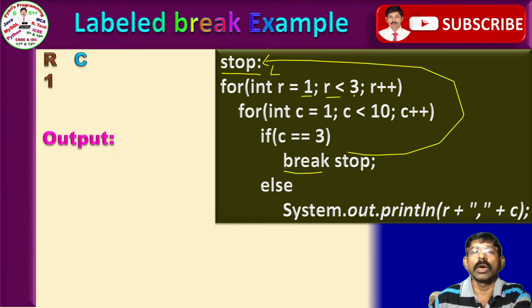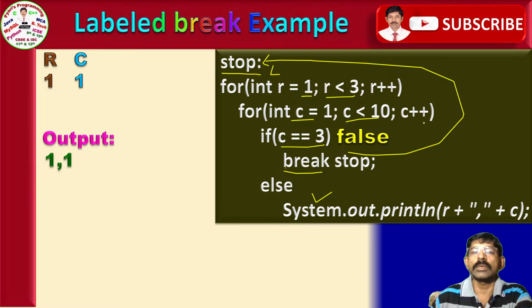1 less than 3, condition is true. It will get inside. C is equal to 1. C is less than 10, condition true. Then 1 is equal to 3, false. So that's why it will display R and C, 1 1.